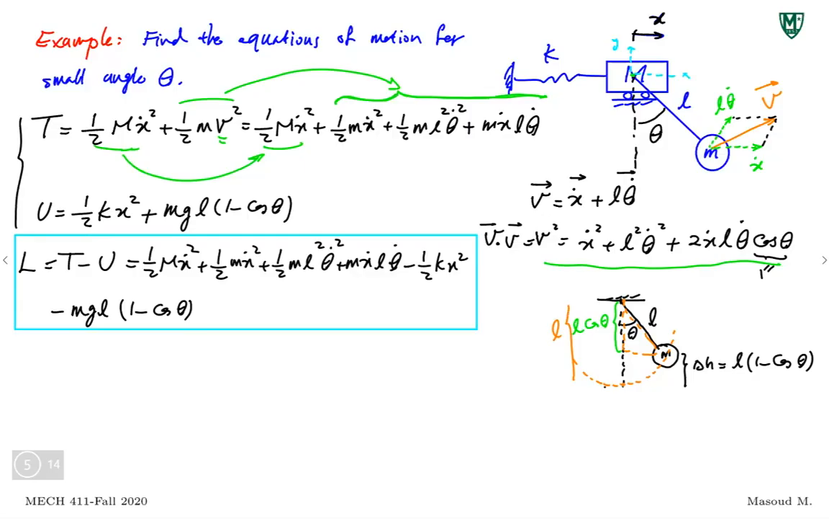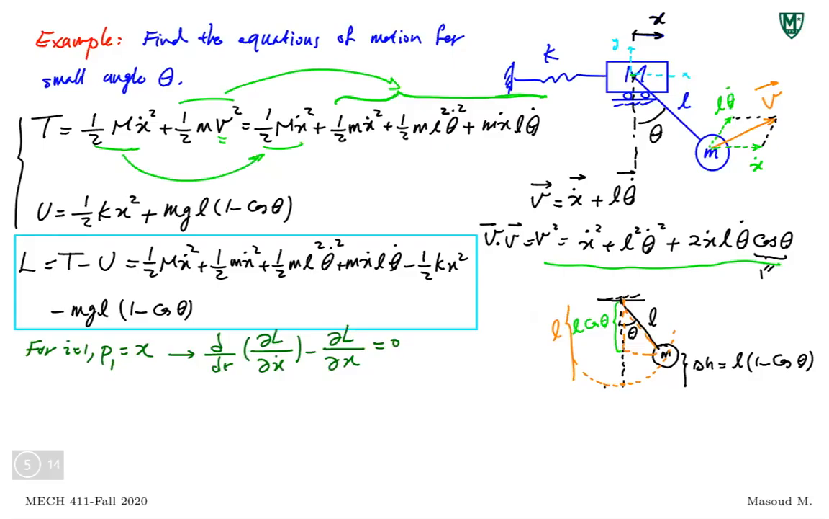Now, once we have this, for i equal to 1, the first degree of freedom is x. I have 2 degrees of freedom, x and theta. The first degree of freedom is x. So let's do what we were doing before. Let's write the general form, d dt. Well, now we have x, so partial L, partial x dot, minus partial L, partial x. There is no damping, so Rayleigh's term is out.